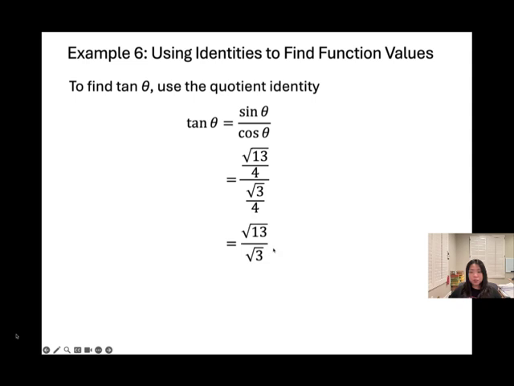Now I want to rationalize, so I multiply by square root 3 over square root 3. Square root 3 times square root 3 is going to be equal to 3. And this is going to be square root of 39 over 3.